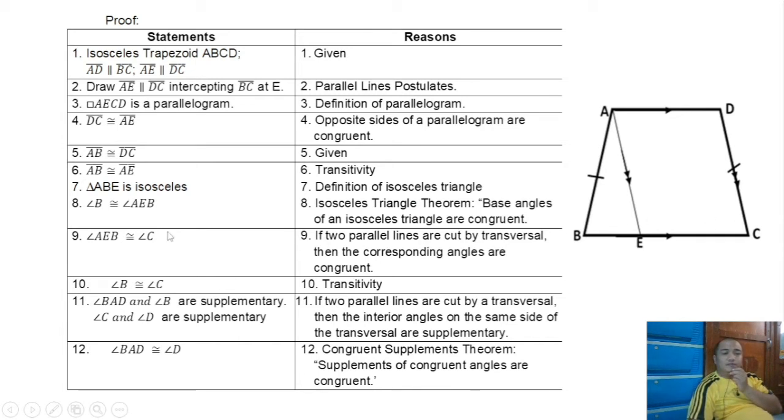Transitivity. From here, both are equal to angle AEB. So angle B is congruent to angle C, transitivity. Angle BAD and angle B are supplementary. Angle C and angle D are supplementary. Two parallel lines are cut by a transversal, then the interior angles on the same side of the transversal are supplementary. Angle BAD is congruent to angle D, congruent supplements theorem: supplements of congruent angles are congruent.